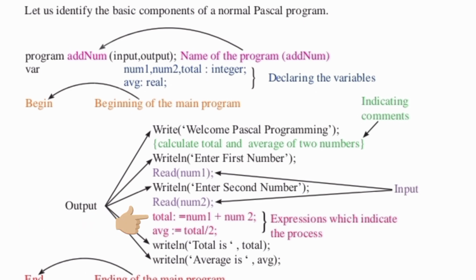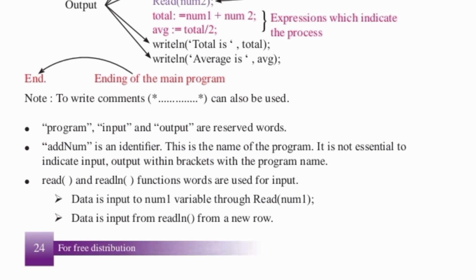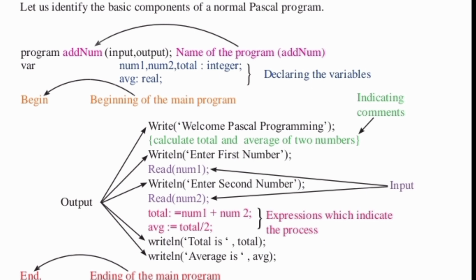So now when it says total equals num1 plus num2, the program knows that num1 has a certain value which is being entered by you. So now it says program, input and output are reserved words, of course we know. And then it says addNum is an identifier. This is the name of the program. It is not essential to indicate input and output within brackets with the program name. What they're trying to emphasize is that they have mentioned these things in the brackets just for our reference, like in the above example. Right here they have mentioned input and output. You don't have to write that, it's just for reference.